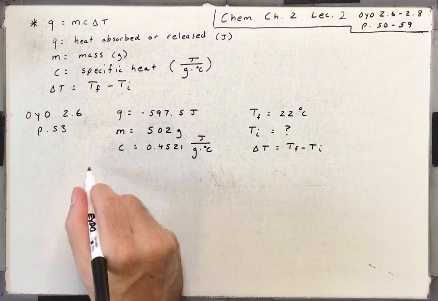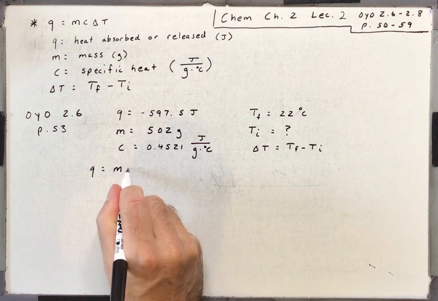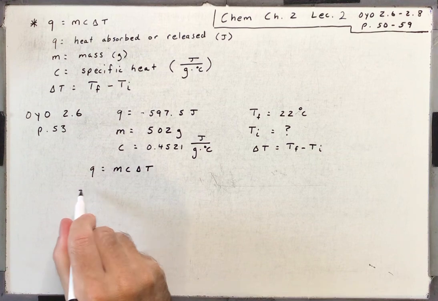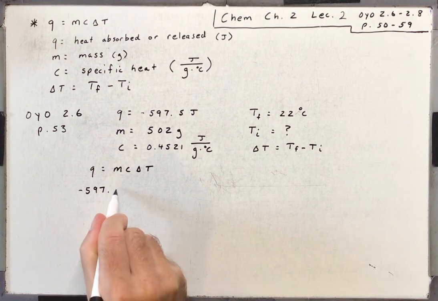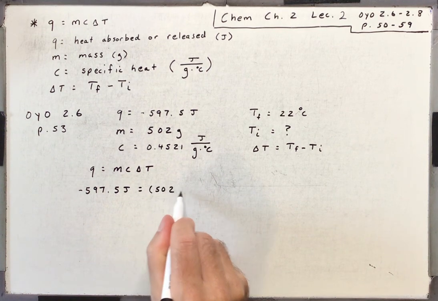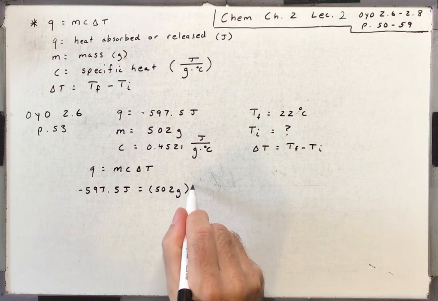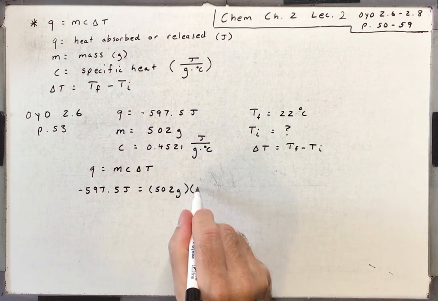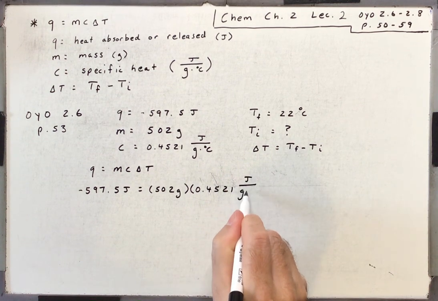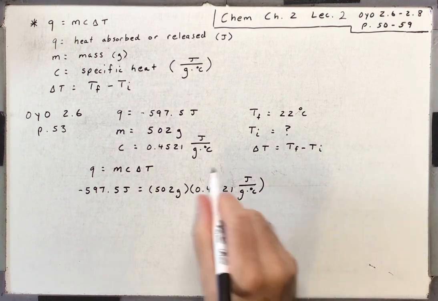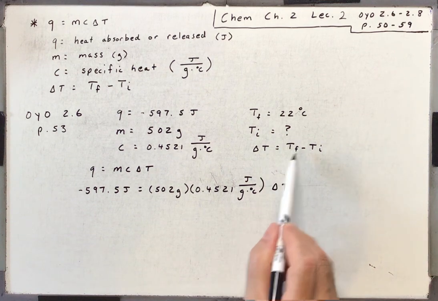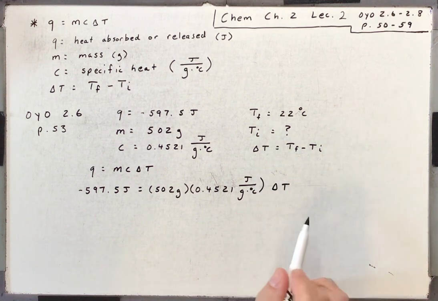So we have Q is equal to MC delta T. Let's fill the numbers in. Q is negative 597.5. That's equal to 502 grams times specific heat 0.4521 times delta T. I'm going to solve for delta T, and then I'll figure out the initial temperature by plugging in the numbers I know about temperature.